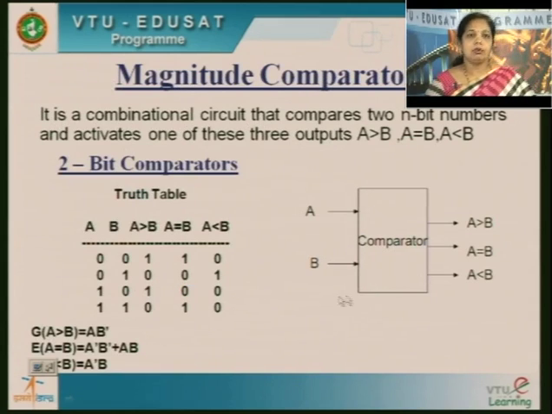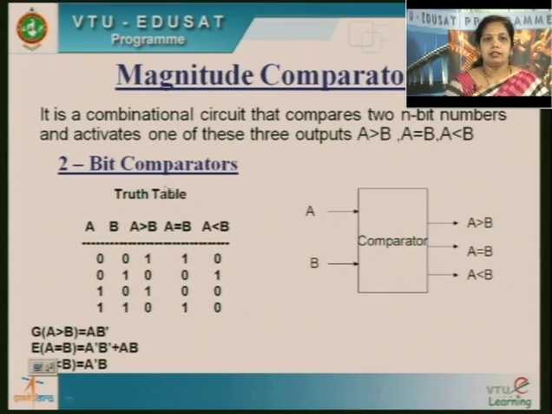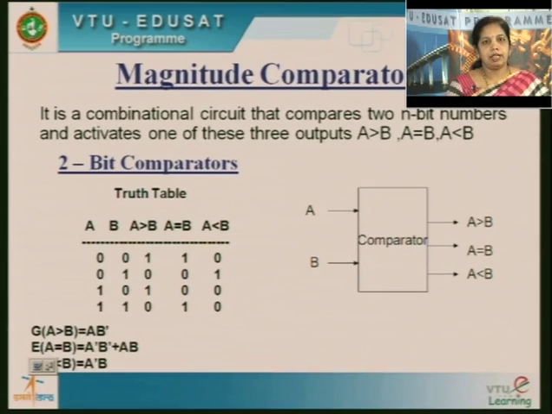Let us discuss the comparator. What is a comparator? A comparator is nothing but comparing 2 bits, whether the 2 bits are equal, greater than, or less than. It can be a 2-bit comparator. If I am comparing 2 bits, it is a 2-bit comparator. If I am comparing 4 bits, it will be a 4-bit comparator.